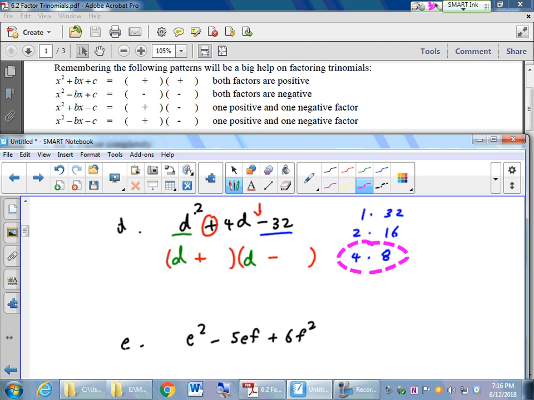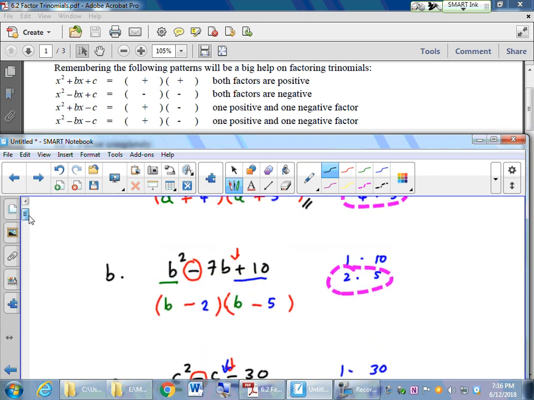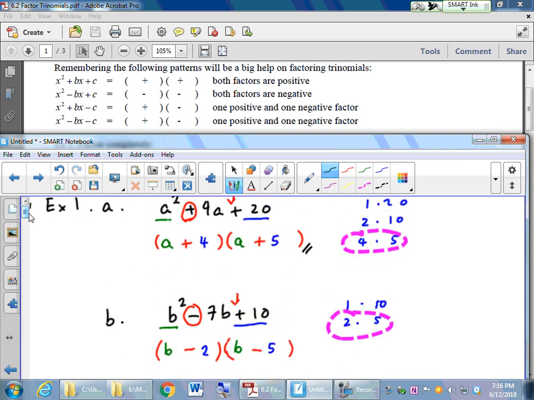And since we want a positive 4, the larger number has to be positive, so it will be 8 and then 4. So that will give us d plus 8 and d minus 4. And this will be my answer for this one. You can easily check it. Let me go back and help you see how we check it. Do you see we got it right or not?